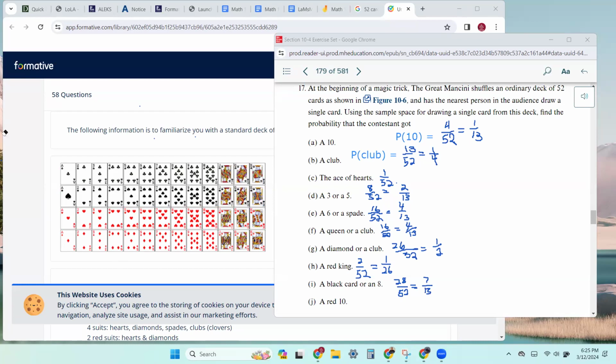All right, a red 10. There's only two of those, I believe. And they are right here. A red 10, and it's the same thing as the red king because there are only two. Out of 52, which is 1/26.